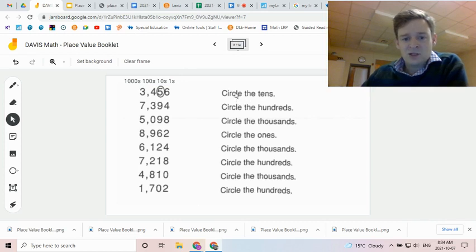So the second question says circle the hundreds. So I'm going to start at the right side of my number. I know the 4 is in the ones column, so there's 4 ones. There's 9 tens, and hundreds sit beside the tens, so we have 300.